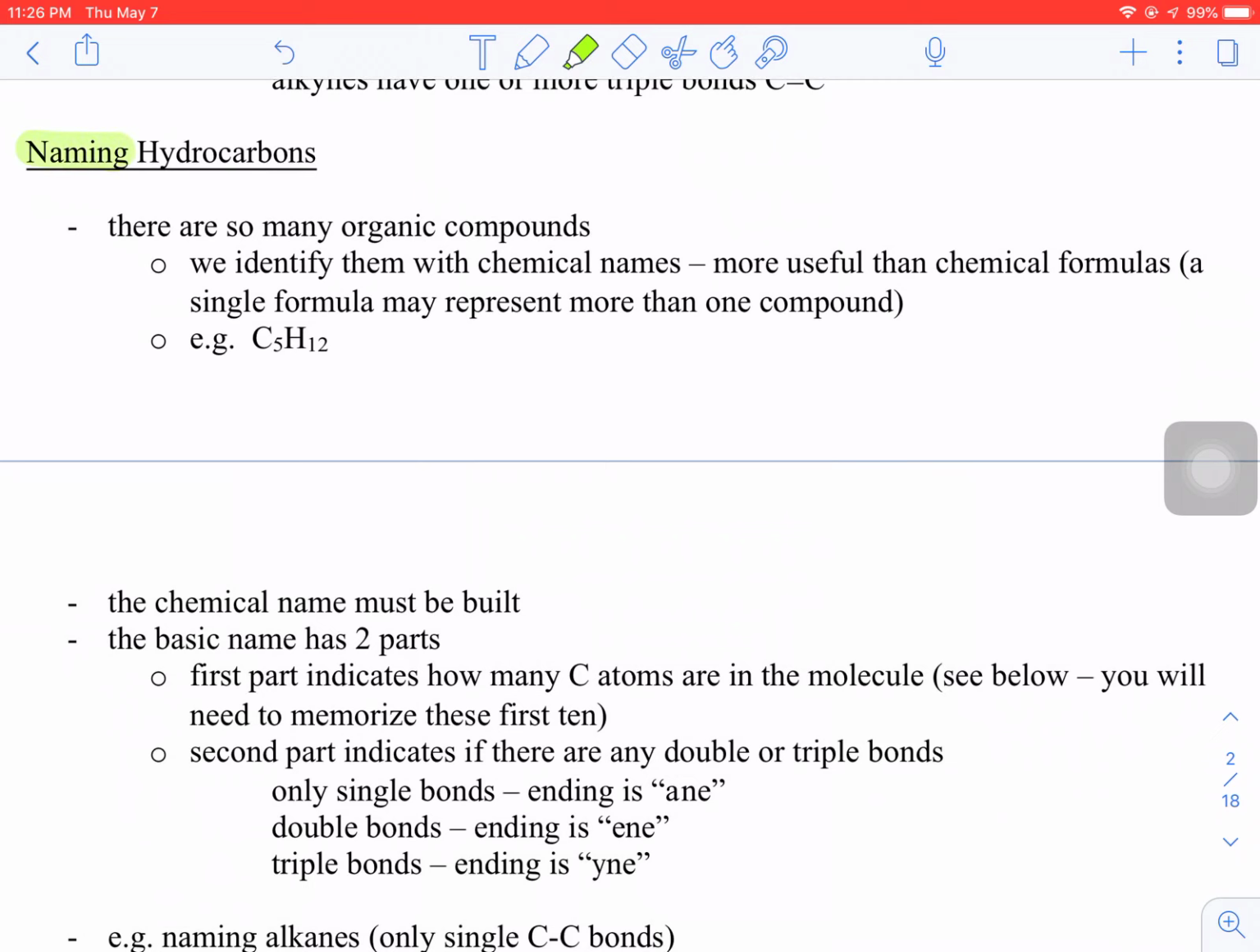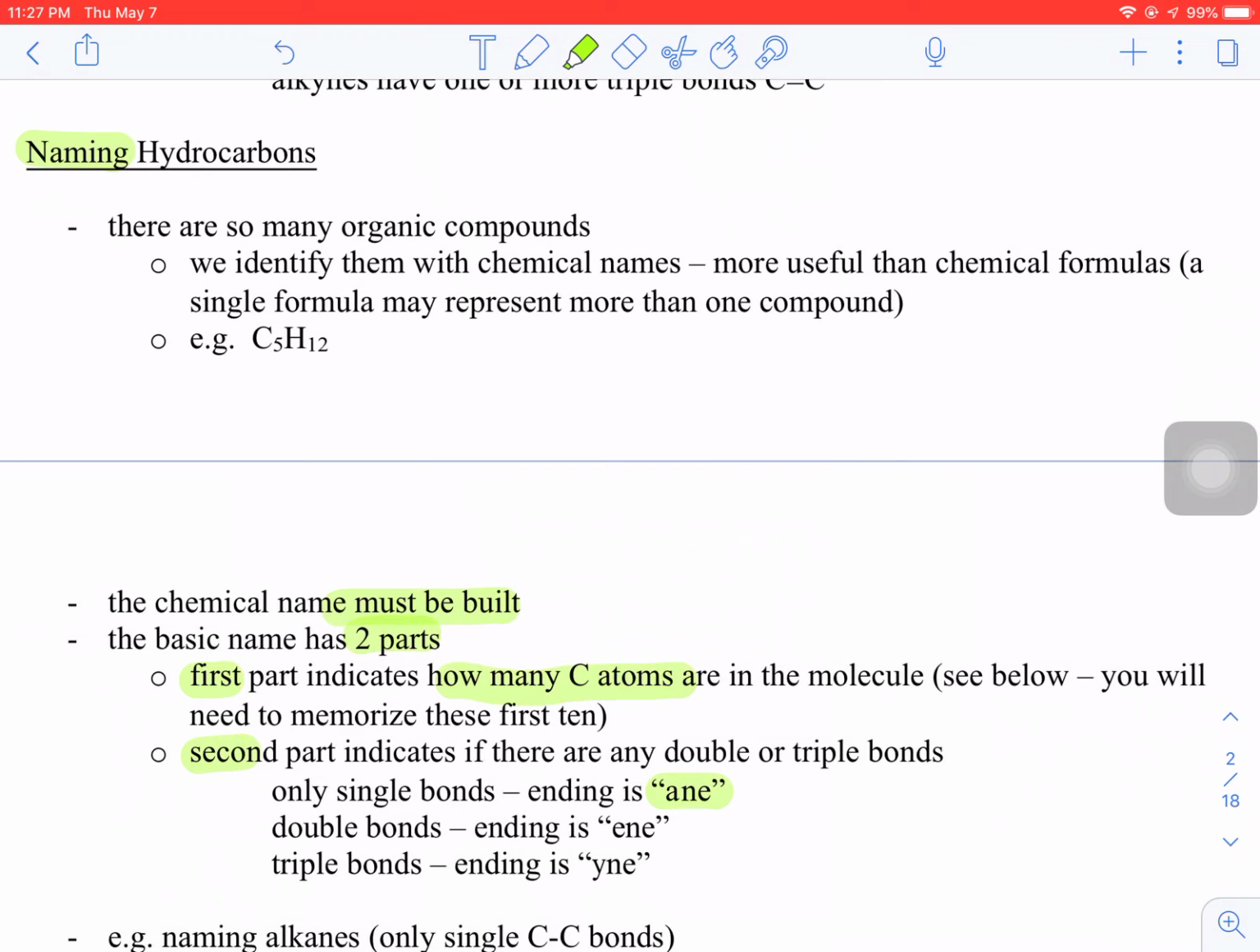So when we name our compounds, we actually have to build the name. So the name itself has 2 parts. Okay, the first part is the prefix, and it indicates how many carbon atoms are in the molecule. It says you're going to need to memorize the first 10. Well, I've actually given you the first 10 on the periodic table. The second part is how that name ends. Remember I just said pentane, hexane, heptane, octane, all ending with ane. Right? What that's telling me about the molecule is that there are only single bonds between carbons and carbons. No carbon-carbon double bonds, no carbon-carbon triple bonds.